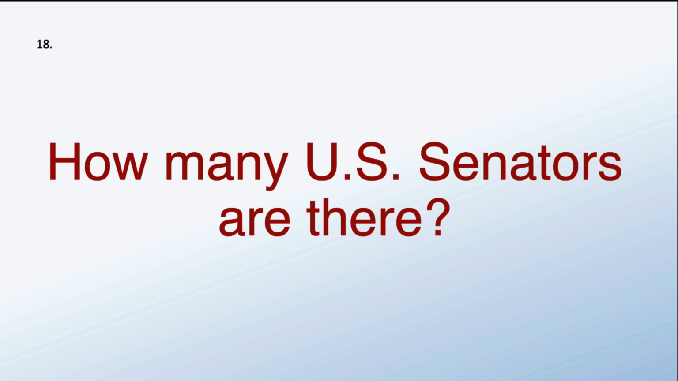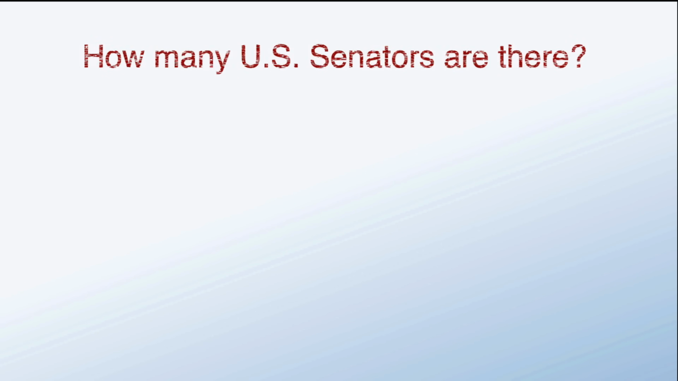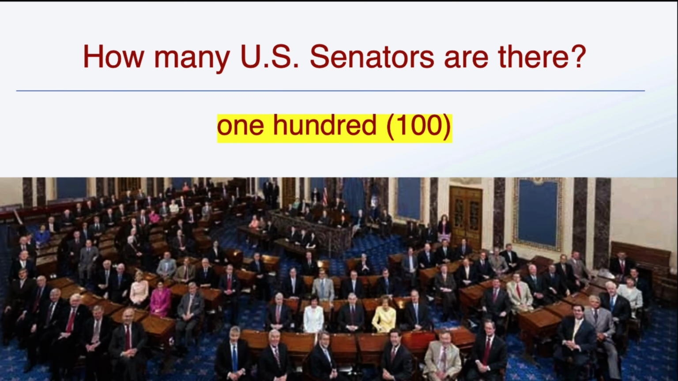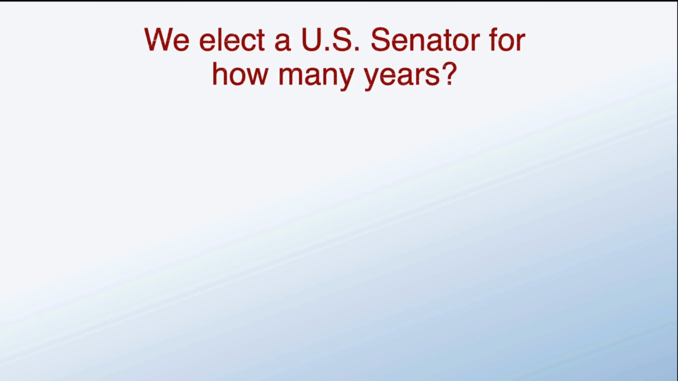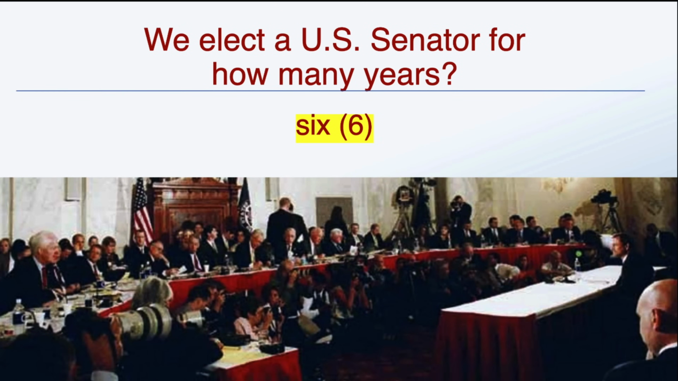How many U.S. senators are there? 100. 100 senators. We elect a U.S. senator for how many years? 6. 6 years for a senator. Very good.